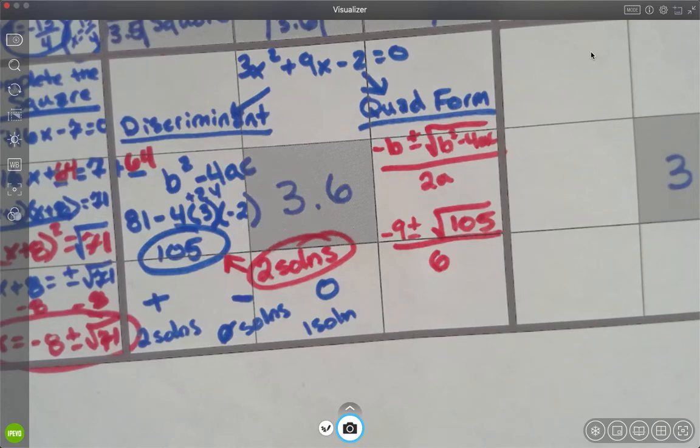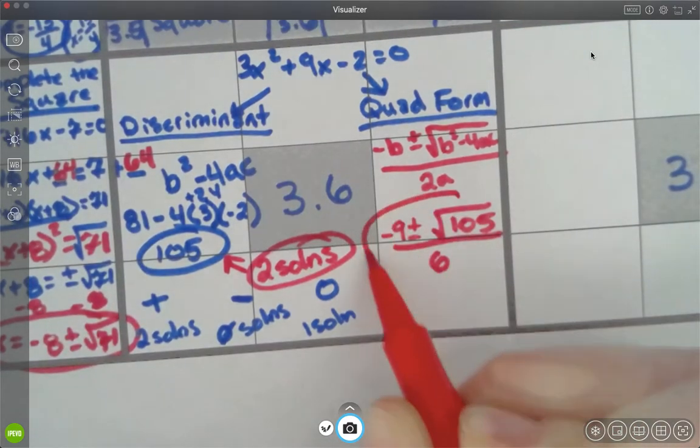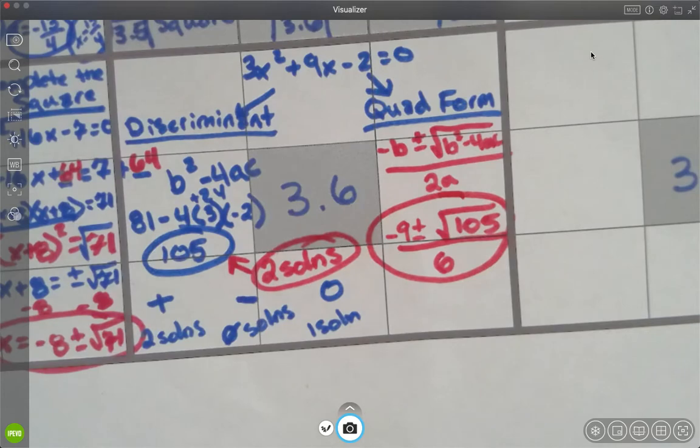Now you set it equal to 0? No. Negative 9 plus or minus the square root. Yes, the square root of 105 doesn't come out nicely, so we just leave it. Okay, so that's the answer. Now, how many solutions does this represent?